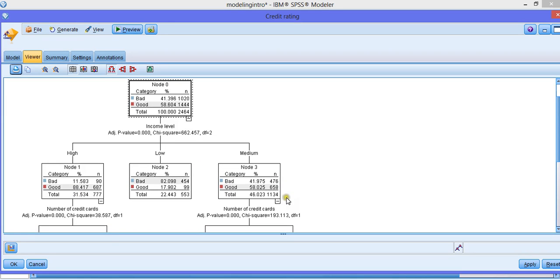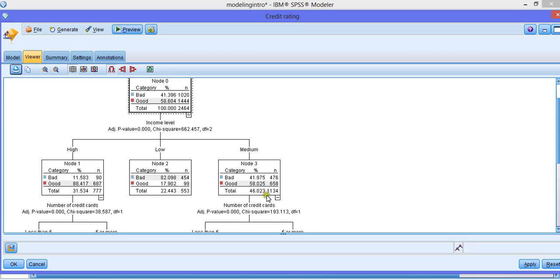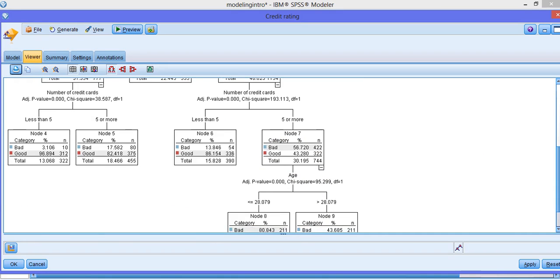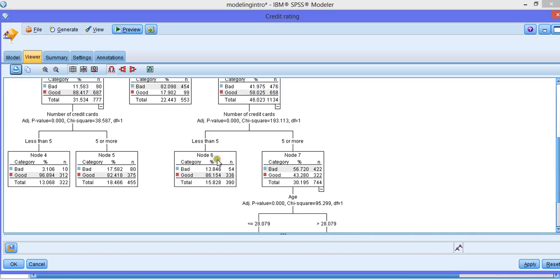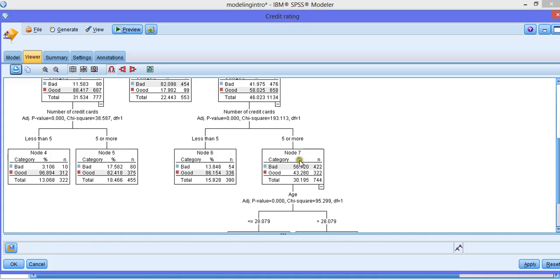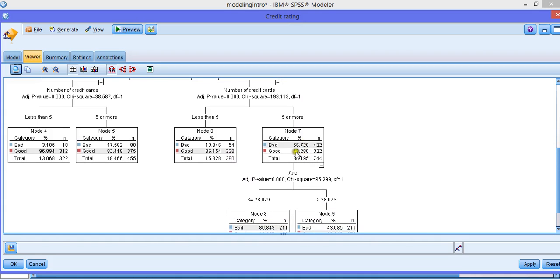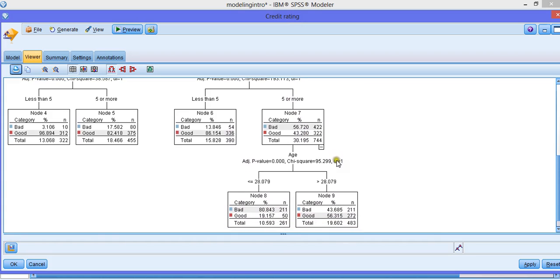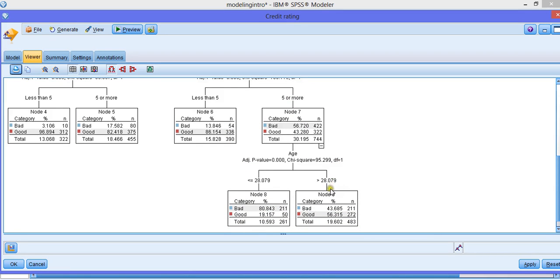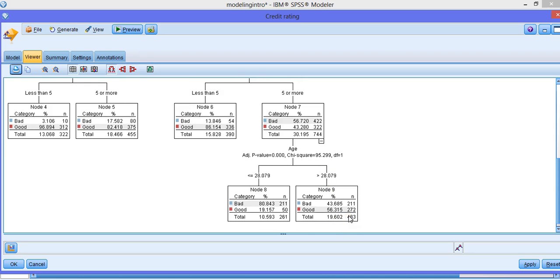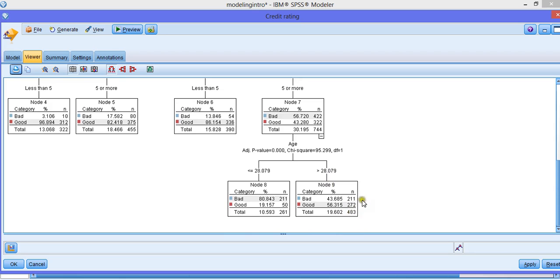And for the medium one, 58% might be low, but when you look at the number of credit cards, when they have less than 5 credit cards, 86% of the people would pay their loans, and you would gain another 336 people on top of it. And even though they might have 5 or more credit cards, if they are older than 28, you might say they are good also. And you can see that 56% of those people are good.